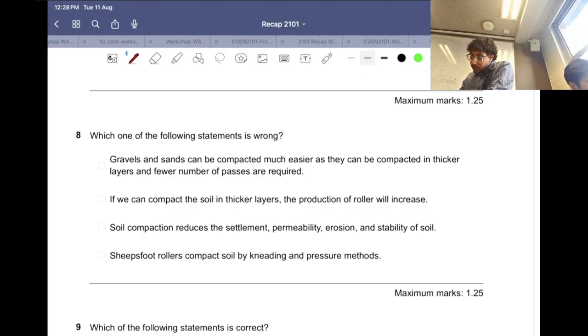This question, which of the following statements is wrong? Have a read. We're going to try getting an answer here.